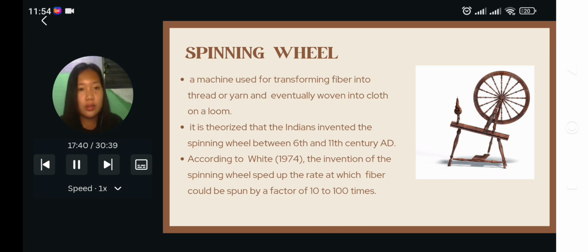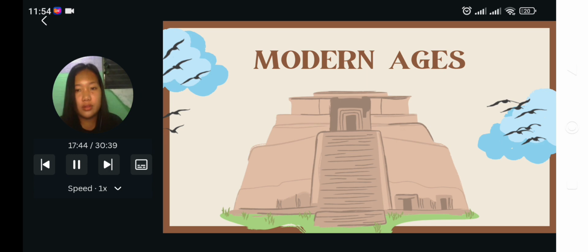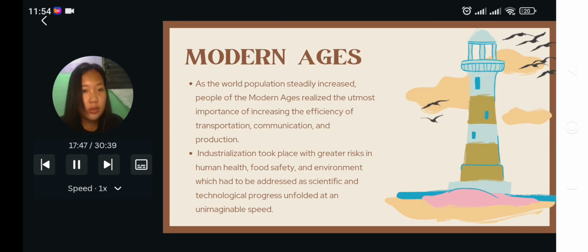So now, let's move on to the modern ages. As the world population steadily increased, people of the modern ages realized the utmost importance of increasing the efficiency of transportation, communication, and production. Industrialization took place with greater risk in human health, food safety, and environment, which had to be addressed as scientific and technological progress unfolded at unimaginable speed. So, in modern ages, syempre, mas marami yung mga inventions. Kumbaga, compared sa Middle Ages at ancient period, mas ahead yung technology ngayon sa modern ages.